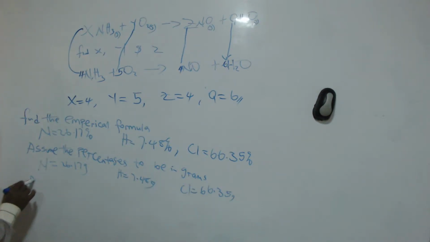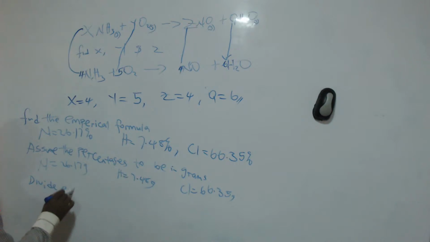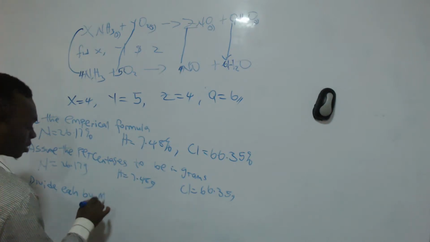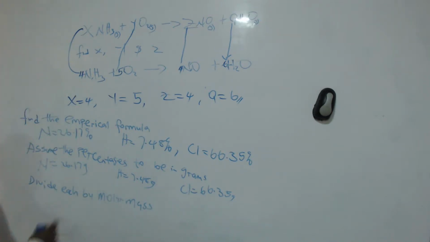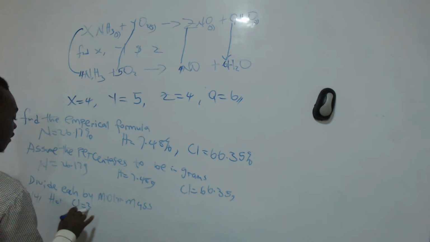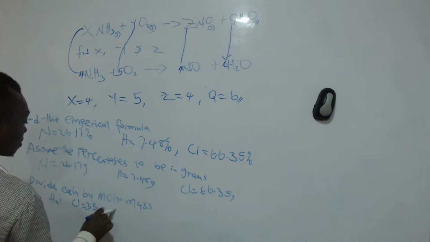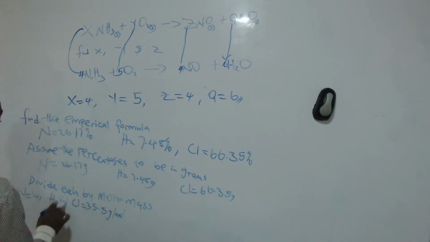Then you divide each by their molar mass. Now nitrogen has a molar mass of 14, hydrogen has a molar mass of 1, and chlorine has a molar mass of 35.5. All these are in grams per mole. The symbols are very, very important.